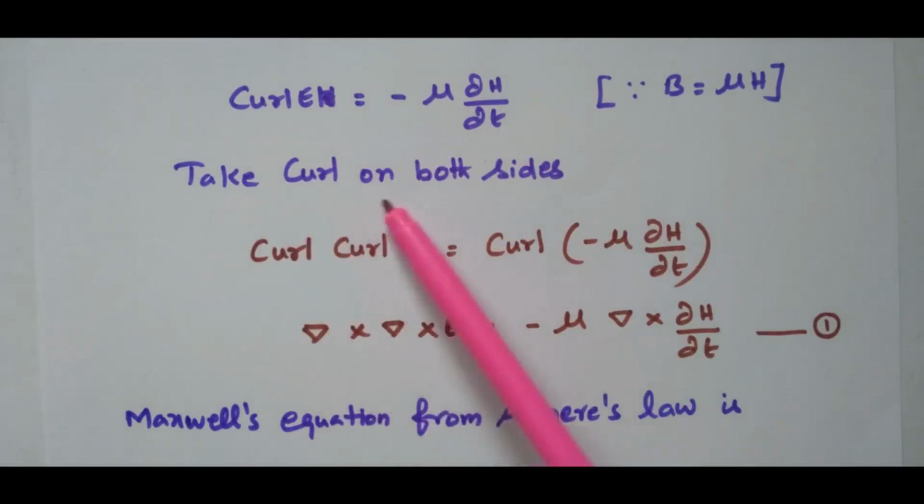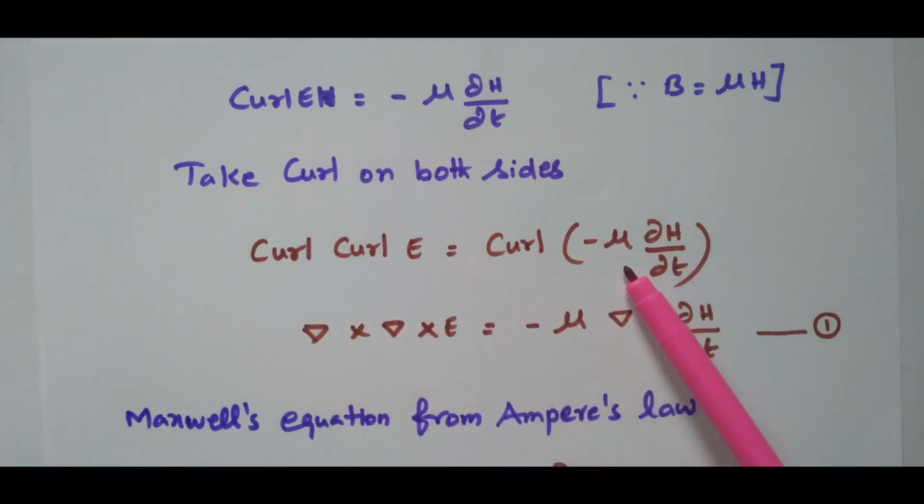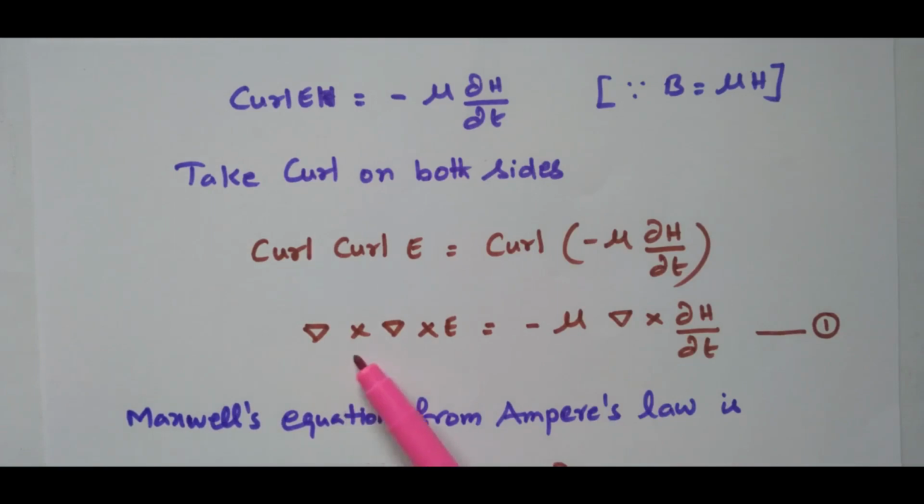Now take curl on both sides. We are going to take the curl on both sides, so that curl of curl E equal to curl of minus mu dou H by dou T. Curl is nothing but the del operator. Del cross del cross E is equal to, mu being constant, minus mu del cross dou H by dou T. Right? So we take this as equation number 1.